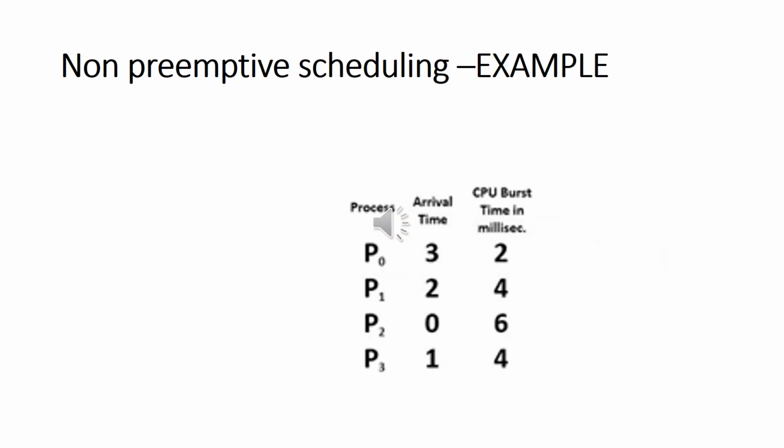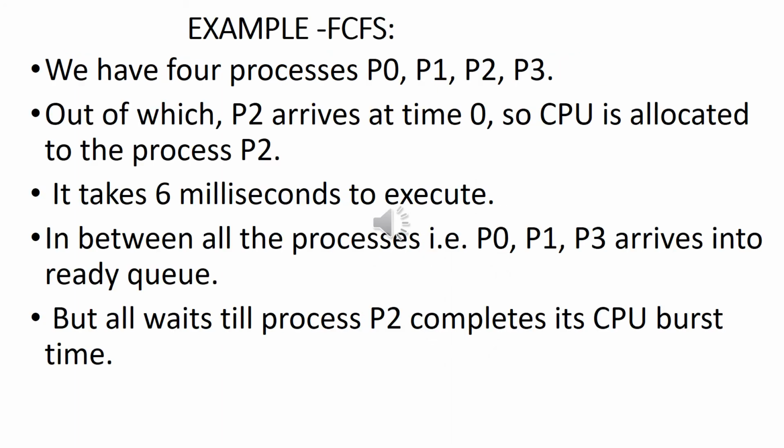We can discuss a non-preemptive scheduling example. In the question there are 4 processes P0, P1, P2 and P3. The arrival times are 3, 2, 0 and 1 respectively, and the burst times are 2, 4, 6 and 4. The algorithm used for scheduling is first come first serve.